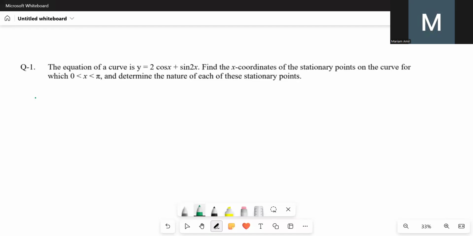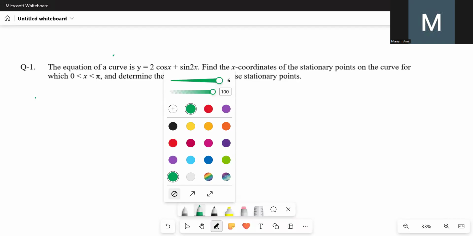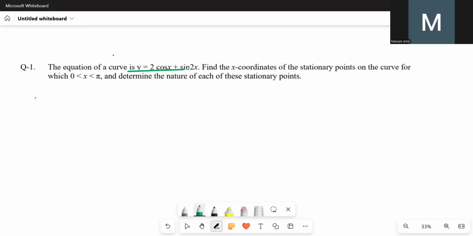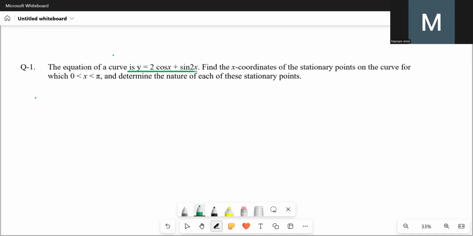Question number 1. The equation of the curve is y equals 2 cos x plus sine 2x. Find the x coordinate of the stationary points on the curve for which x is between 0 and pi, and determine the nature of each of these stationary points.